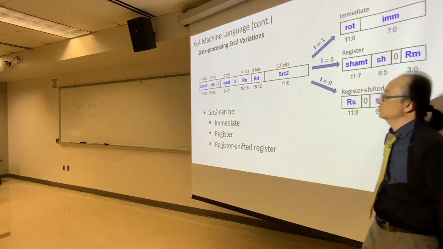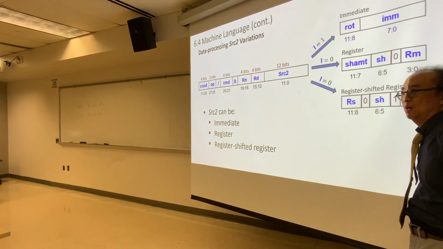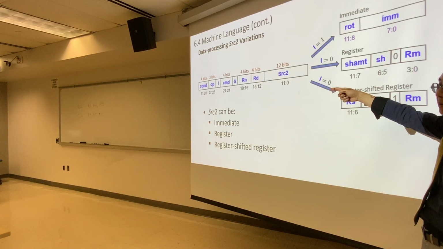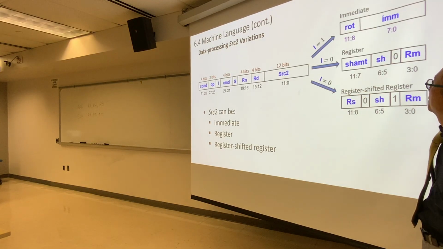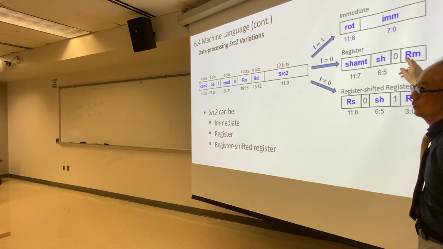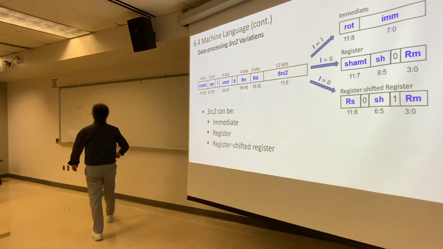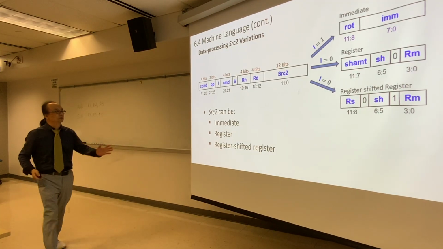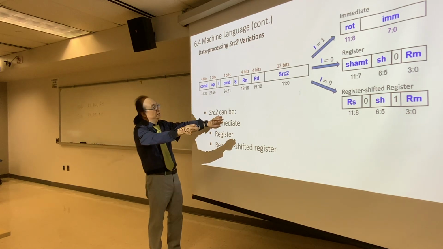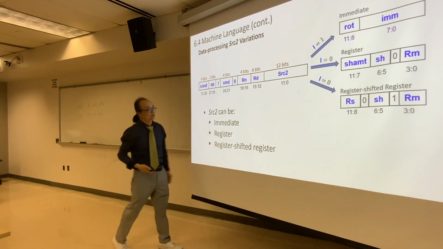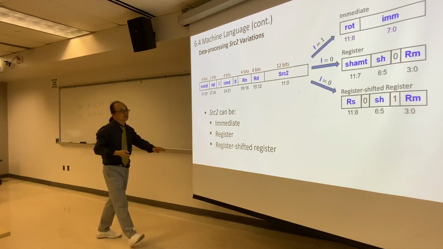Now the first one, add. Add R1, R2, R3. There's no immediate, so either this or this. Which one? It's the second one. Why? Okay, that's fine. So now we have three different ones. The first one is called immediate. The second one is the register. The third one is a register shift.